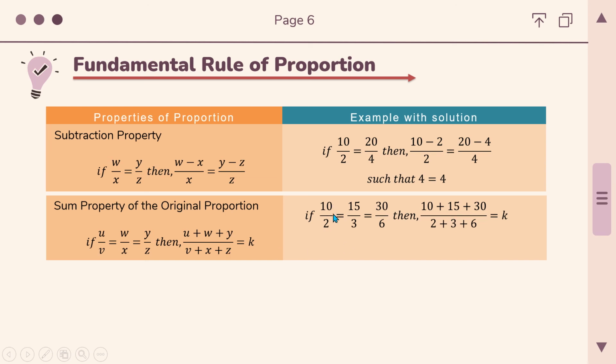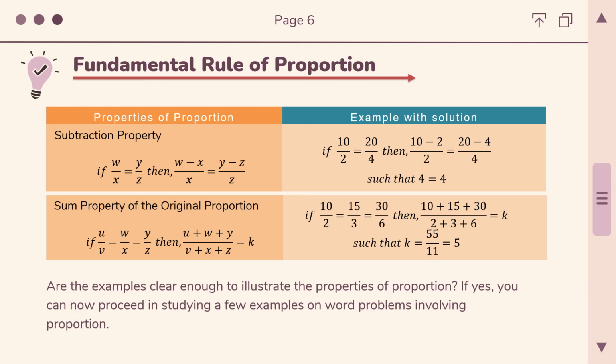Okay. If 10 over 2 is equal to 15 over 3 is equal to 30 over 6, then 10 plus 15 plus 30 over 2 plus 3 plus 6 is equal to k. Would they be the same? Okay. Such that ang numerator is 55 over denominator 11. 55 divided by 11 is equal to 5. Okay. So the constant of proportionality there is k equal to 5.